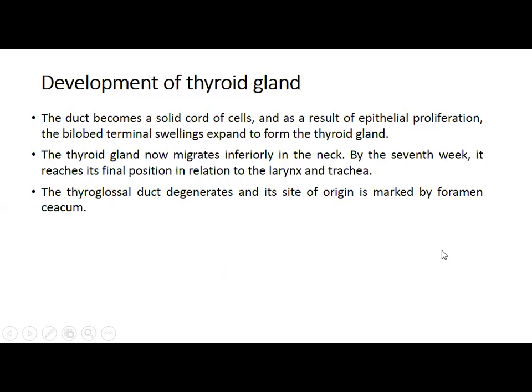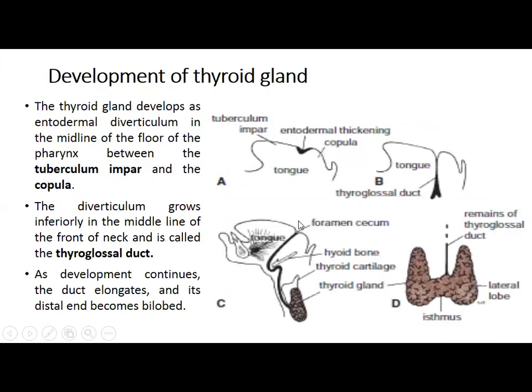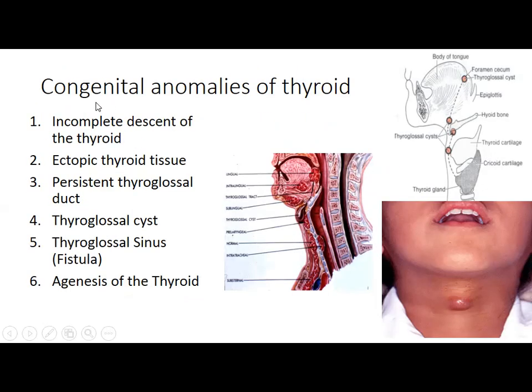Sometimes this duct doesn't disappear, which leads to many congenital anomalies. So what are the anomalies? One is incomplete descent of the thyroid. As we said, by the 7th week it will descend into the neck. Sometimes it doesn't descend, so it might remain in the tongue or in the tract somewhere here. So that leads to incomplete descent of the gland. Sometimes you see here in this picture, the thyroid gland has grown within the tongue, so it has not descended down. Sometimes there can be ectopic thyroid tissue. The thyroid gland might grow somewhere else, and that is called ectopic tissue.